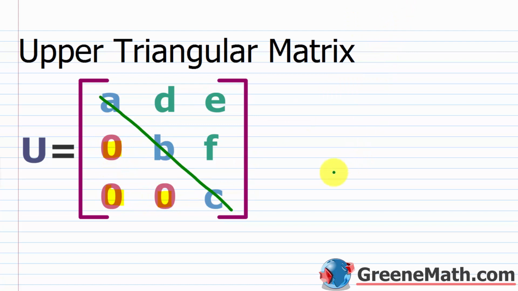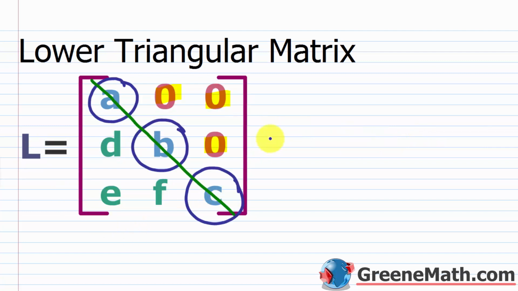The reason we're showing you this is because there's a very special property when you work with a triangular matrix. This could be the lower triangular form or the upper triangular form. Basically, your determinant can be found by finding the product of those diagonal entries. So I can just go down the main diagonal and say that my determinant for this matrix U is equal to A times B times C. That's all it's going to be. Similarly, for matrix L, the determinant for L is going to be, again, A times B times C.